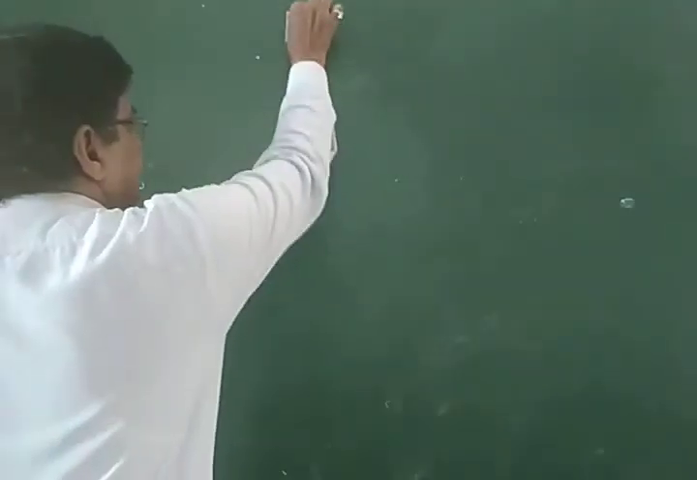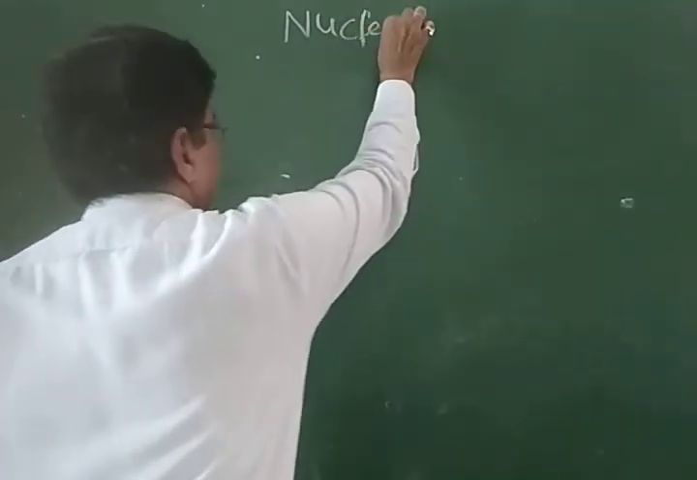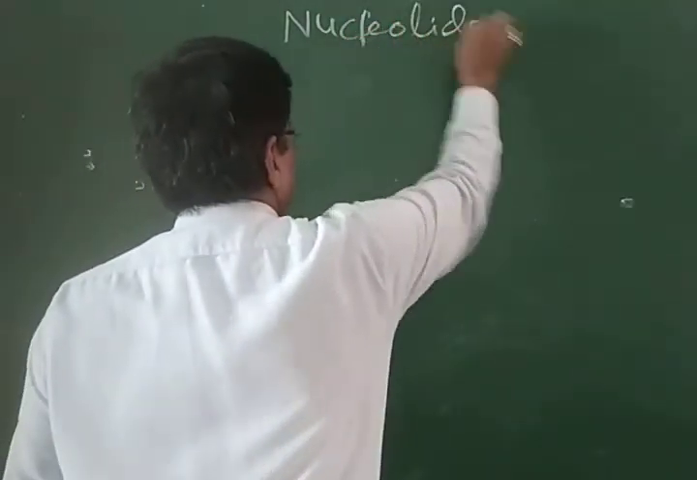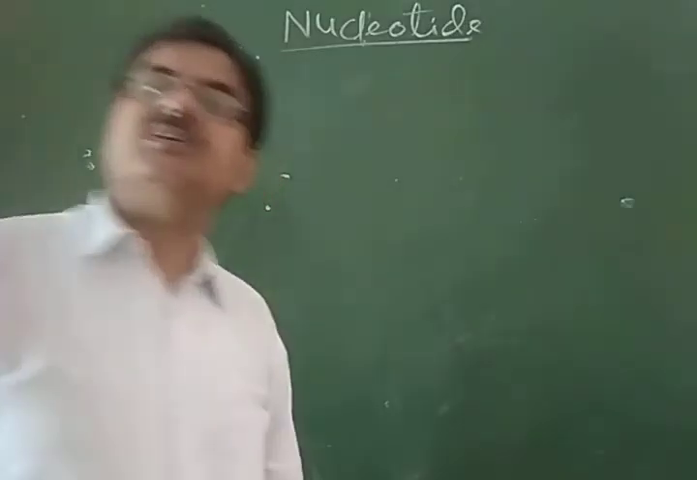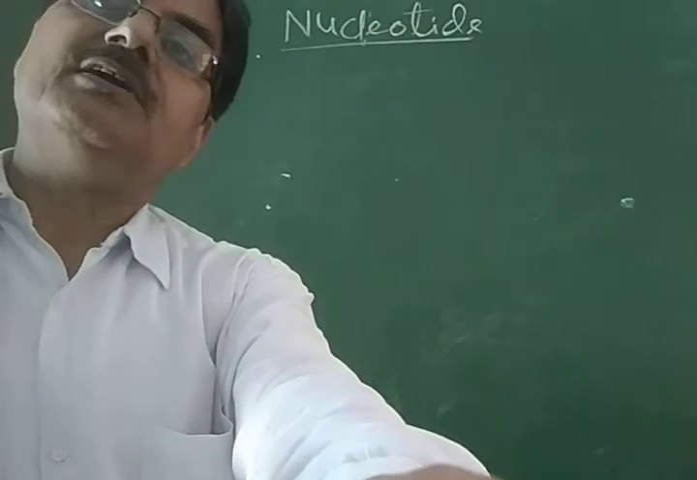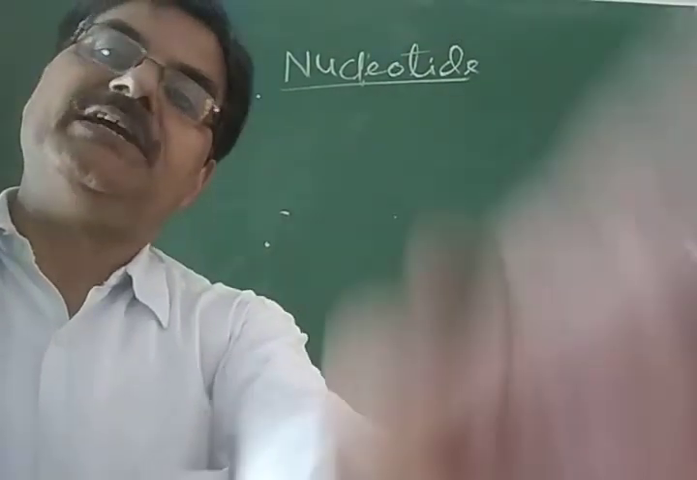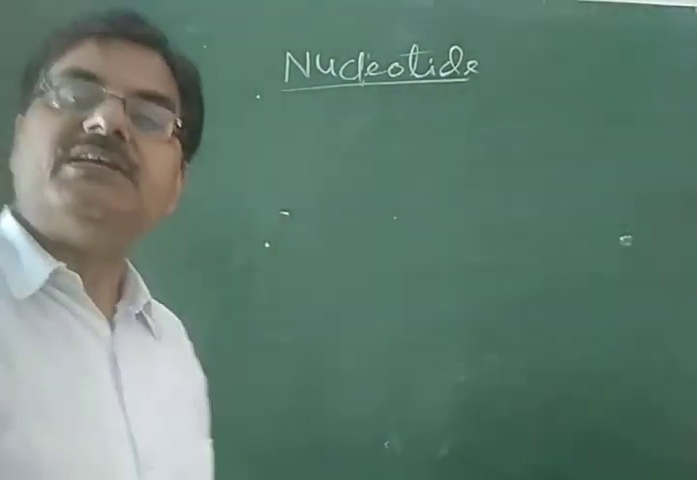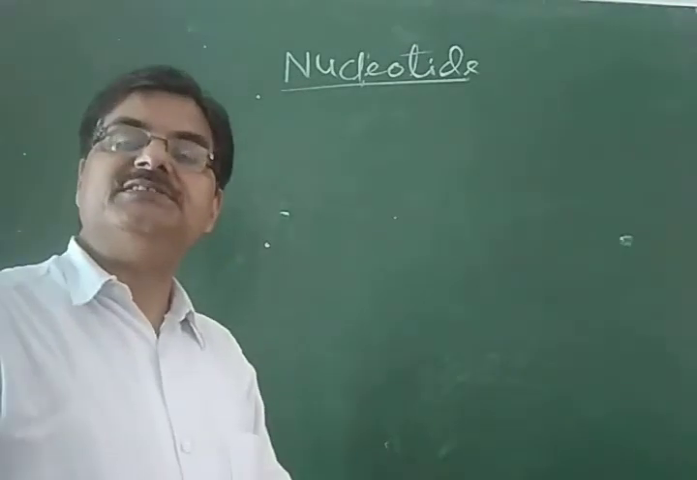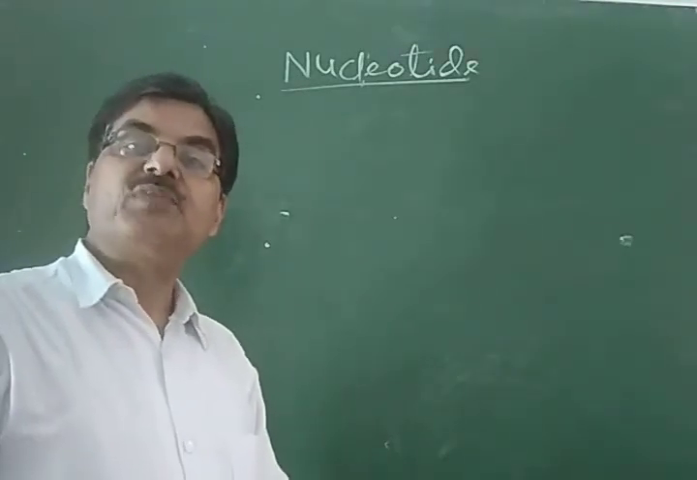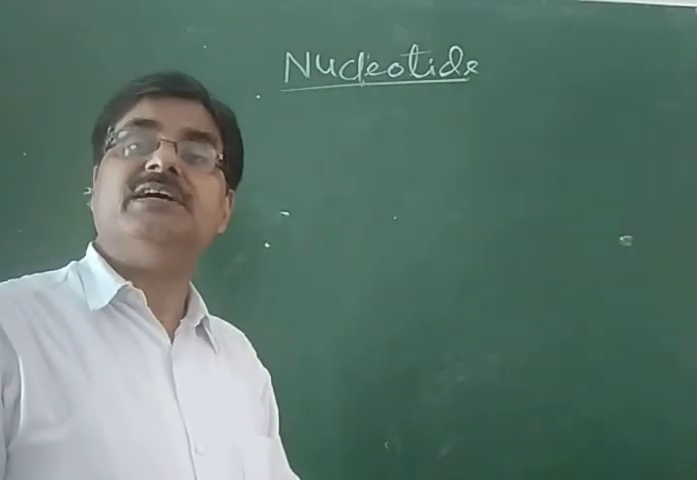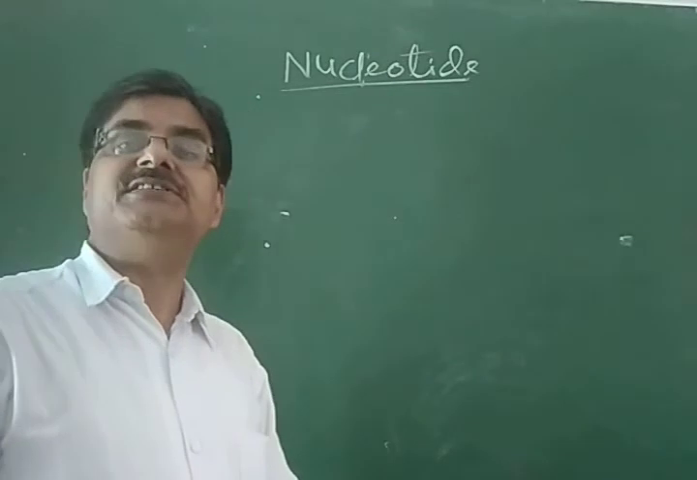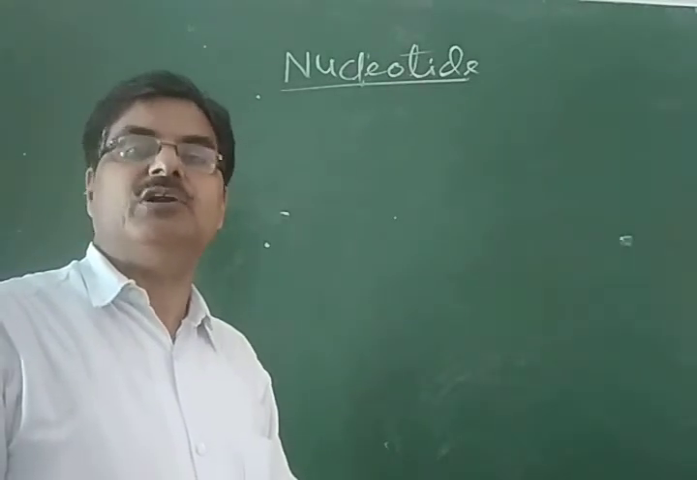Good morning. Today we are going to study the structure of nucleotide molecule. Actually, there are two types of nucleic acids, that is the DNA and RNA. DNA is the deoxyribose nucleic acid and RNA is the ribose nucleic acid, and these nucleic acids are polynucleotide molecules.